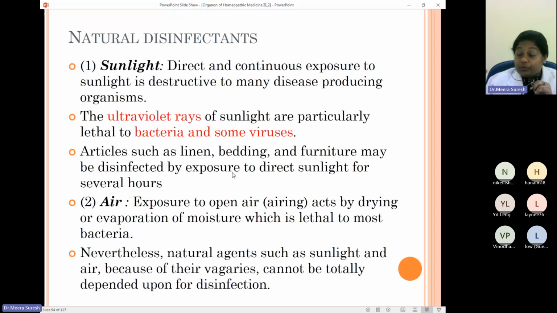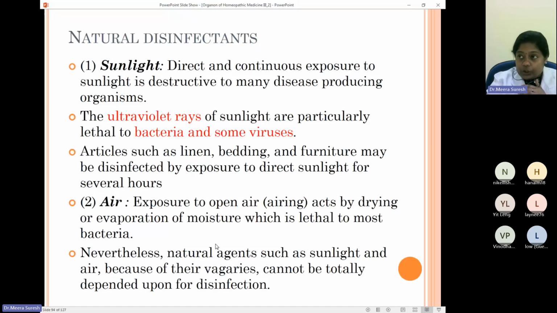Some of the bacteria take their nutrition from this humidity. They need that humidity for their existence. They can't exist in a dry atmosphere. So whenever they are exposed to external airing, because of drying or evaporation of moisture, this can be very lethal to most of the bacteria. However, these agents, sunlight and air, we can't trust them always. They fluctuate in nature, so we can't depend on them totally for disinfection.